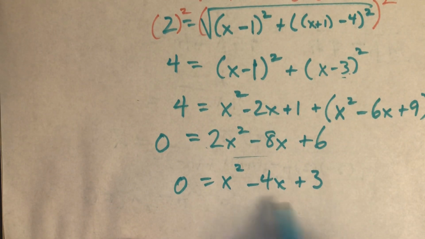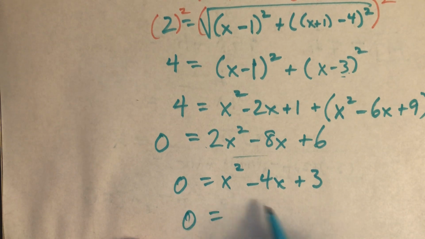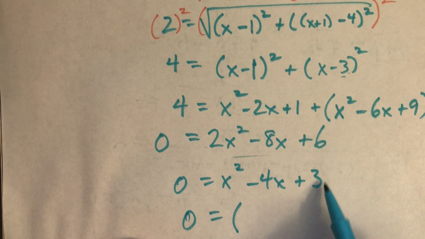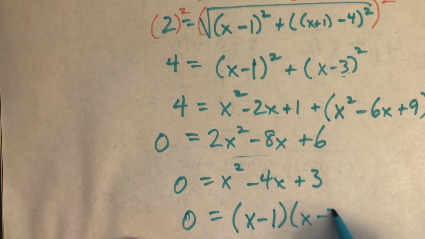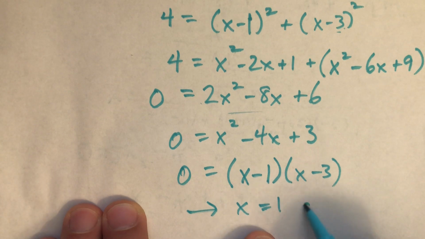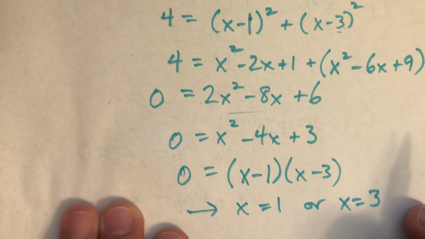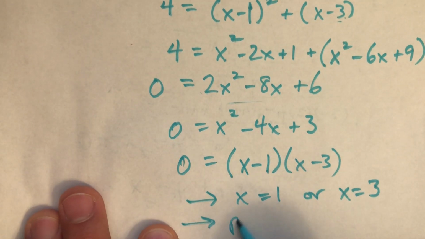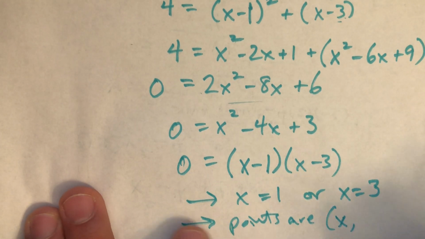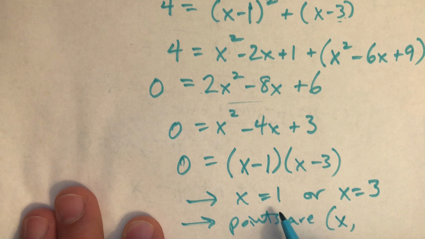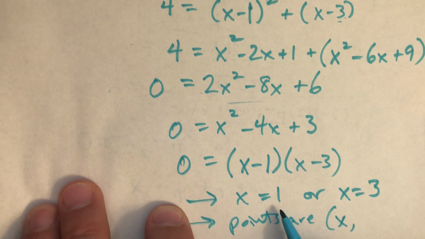Okay, so we're still trying to solve this guy. And our strategy there is to factor, right? So we've got 3. We want to find 2 factors of 3 that add to be negative 4. So we've got, what, negative 1 and negative 3. Okay, so that tells us that x is 1 or x equals 3. So our points are x, comma, and then the y value that goes with it.